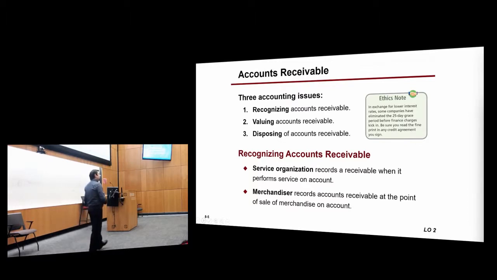Now, the first thing is you need to know when to recognize them. That's easy. Right? When do you recognize an account receivable? Either when the company makes a sale or provides a service. When the company earns their revenue on account, if they provide a service on account, you debit accounts receivable. If they make a sale on account, you debit accounts receivable. The second part is a little bit trickier. Valuing accounts receivable. And why is that? So we know that we are going to report it, but at which value?